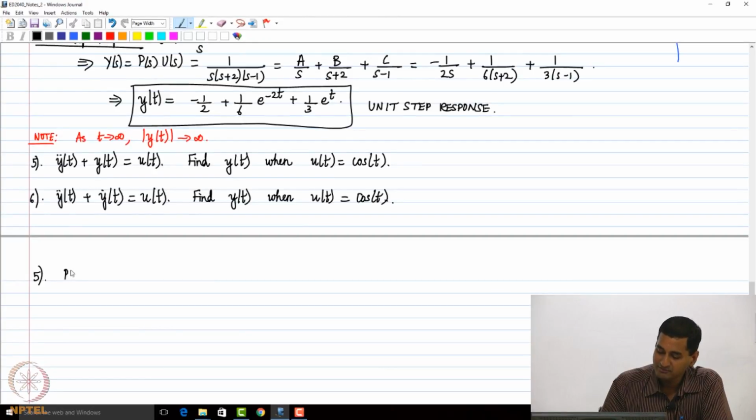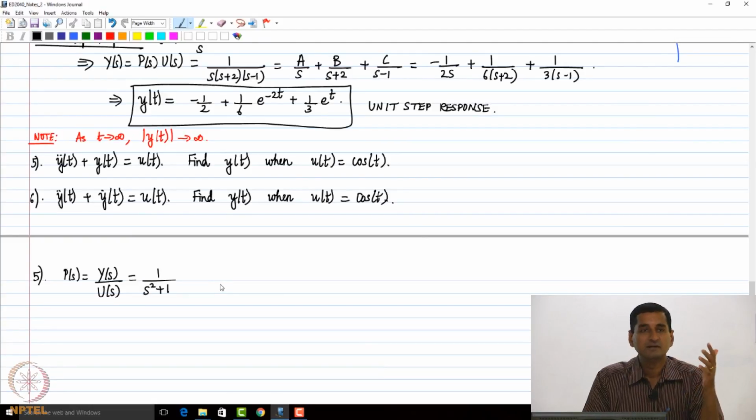We already know that for problem number 5, the plant transfer function is 1 divided by s squared plus 1. So we had a pair of system poles, or plant poles, at plus or minus j. That's essentially purely imaginary poles. And we saw that when it was subjected to a unit step input, the output was bounded in magnitude. That's what we observed in the morning.